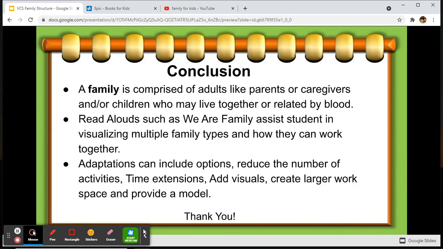So in conclusion, a family is comprised of adults, like parents or caregivers, and children who may live together or be related by blood. A read aloud, such as We Are Family, assists students in visualizing multiple family types and how they can work together. Adaptations can include reducing the number of activities, time extensions, adding visuals, creating larger workspaces, and providing models for student reference.